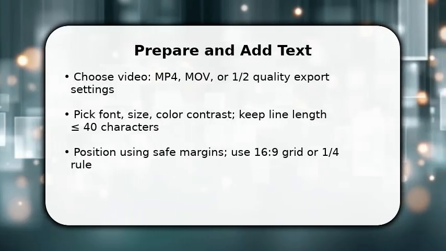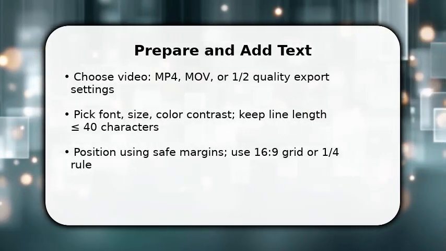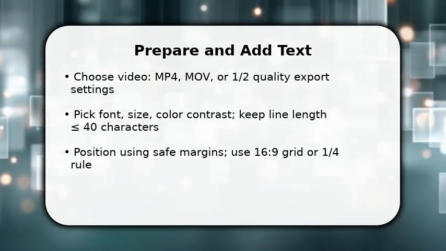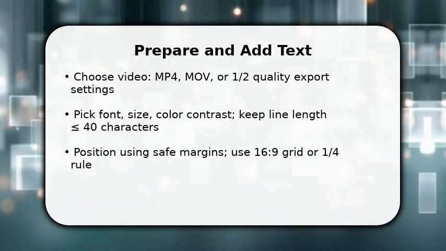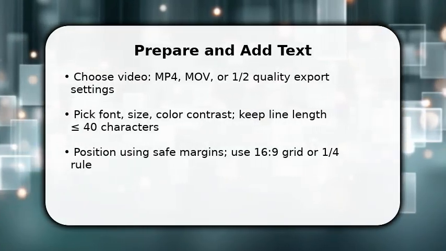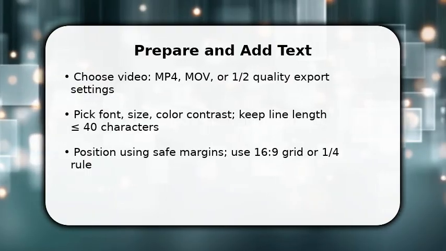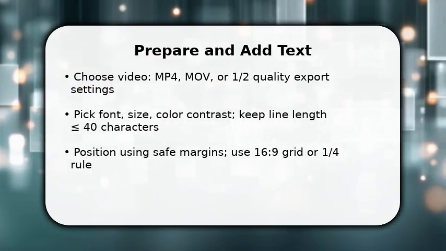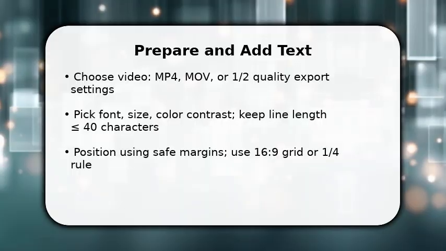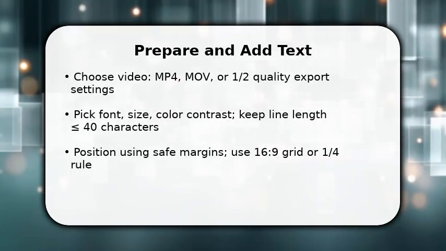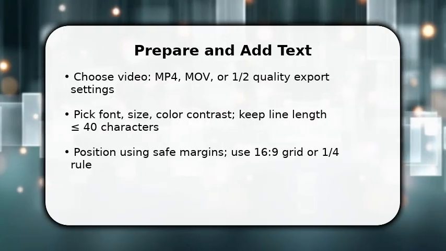You start by prepping the clip and adding text immediately. Import your MP4 and scrub to the first frame where text should appear. Choose a clear font and size that reads at typical viewing distance, and set high contrast so text stays legible across scenes. Once done, place the text layer within safe margins using a 16:9 grid.